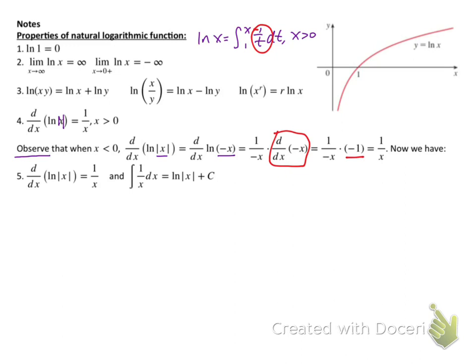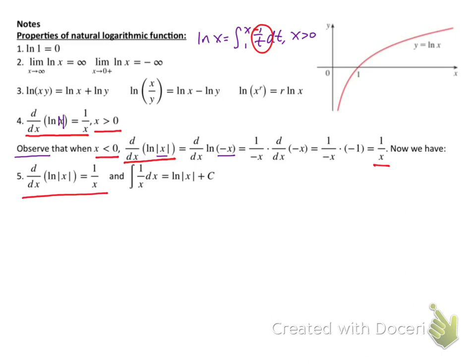So I'm really having 1 over negative x, coming from the reciprocal, and then times the chain rule gives you negative 1. Then the two negative signs cancel each other, and you still get 1 over x. So this is what you get. For x greater than 0, the derivative of ln of the absolute value of x is 1 over x. When x is less than 0, the derivative of the same expression is still 1 over x. Hence, the derivative of ln of the absolute value of x equals 1 over x. This is true for both positive and negative x.